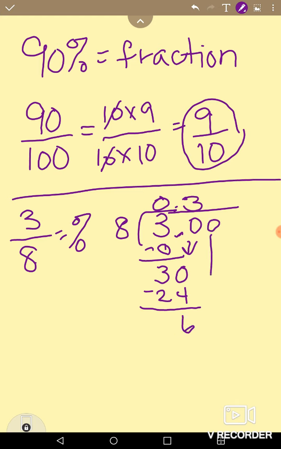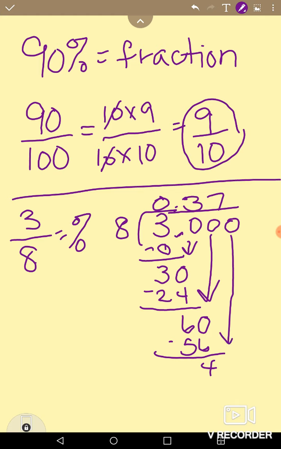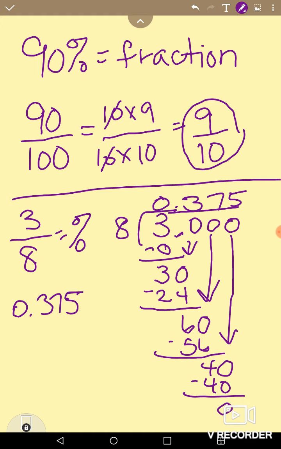Put another 0. Bring it down. 8 goes into 60 7 times. 56. 4. 0. As long as I have something to divide, I have to keep putting my zeros. 8 goes into 40 5 times. 40. And now I'm at 0, so I can stop. But 0.375 is not in percent form. So I need to change it to percent by moving my decimal 2 places to the right. It's between the 7 and the 5 now, so now I know that it's 37.5%.